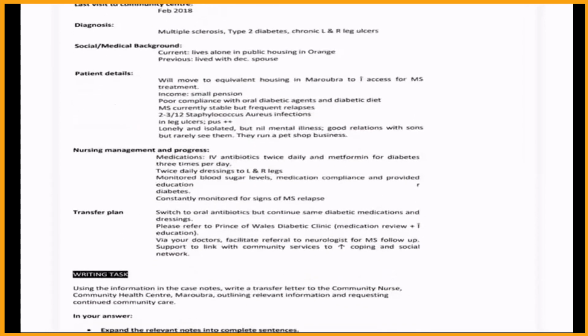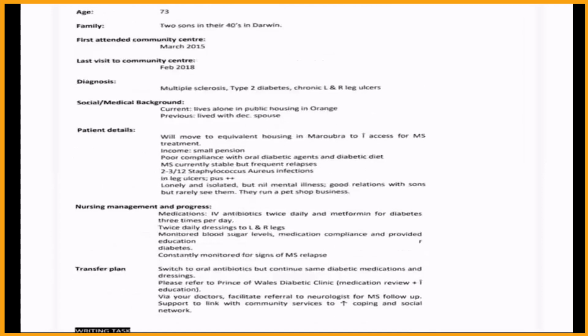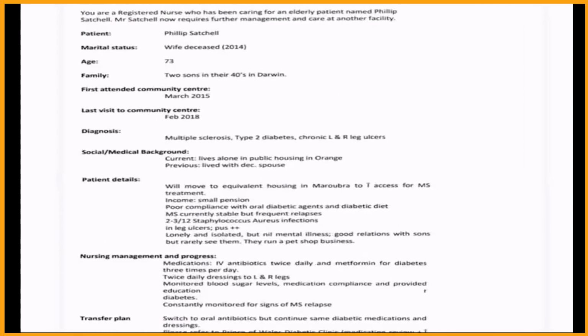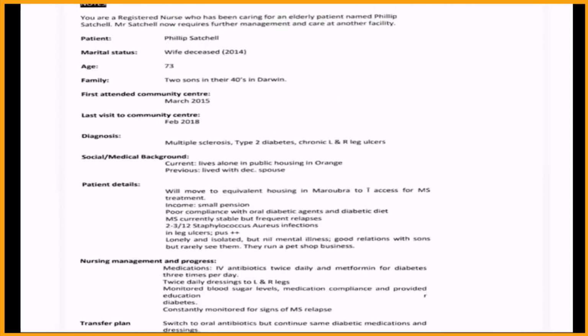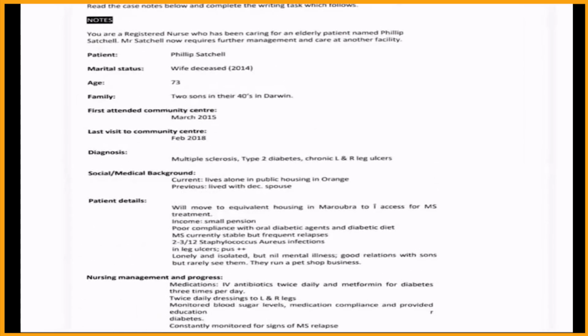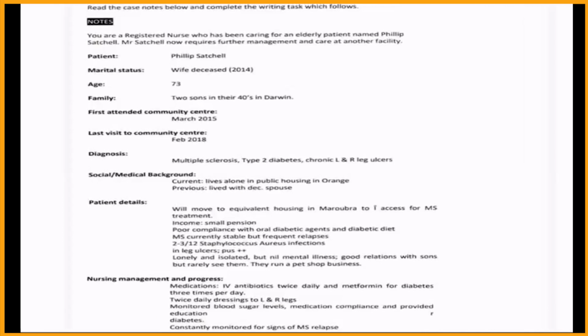And the purpose is also very clear. Requesting continued care. Even in the notes you see he now requires further management. So the purpose is also very clear, isn't it? Once you read the letter, our next task is to filter what is important, what is less important, and what is to be avoided. Can you tell me what are the important information required here?